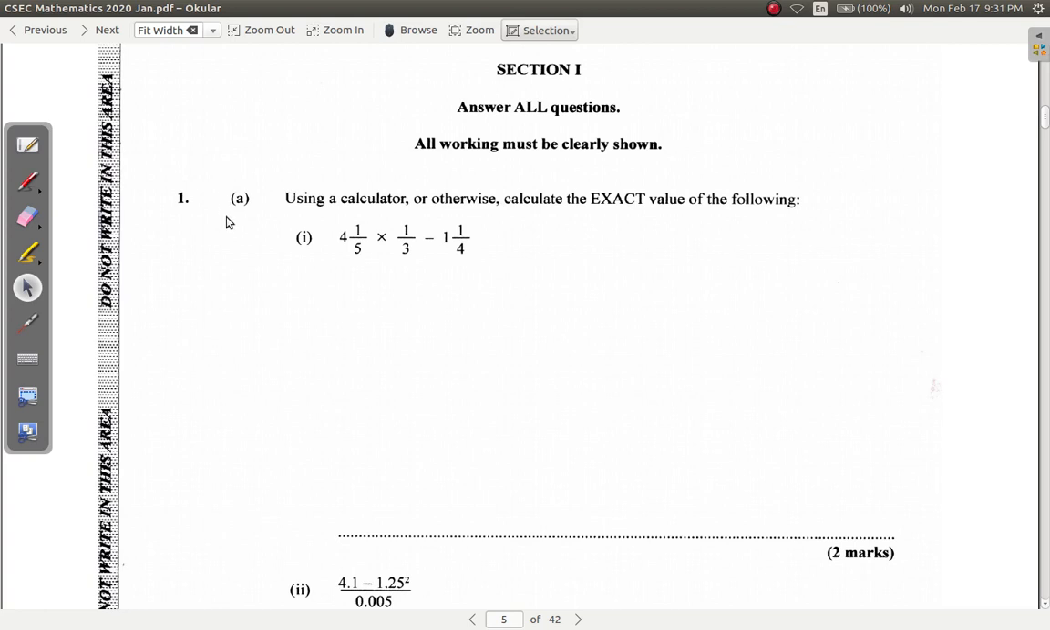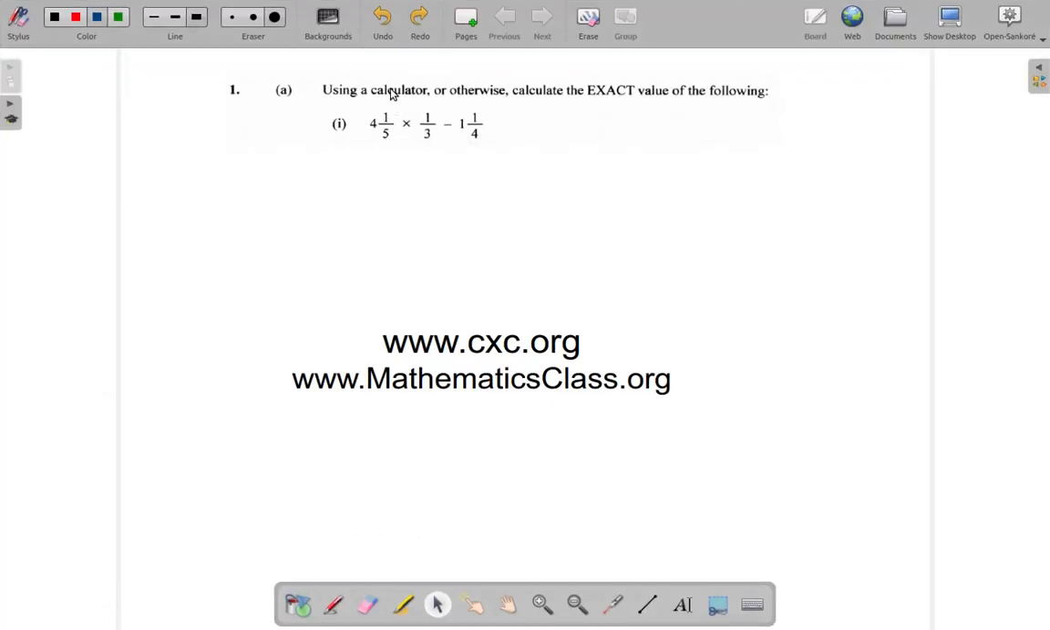Question 1 says, using a calculator or otherwise, calculate the exact, and you see they put exact in full capital letters, exact value of the following. You have 4 1/5 times 1/3 minus 1 1/4. I've already copied it here. 4 1/5 times 1/3 minus 1 1/4.